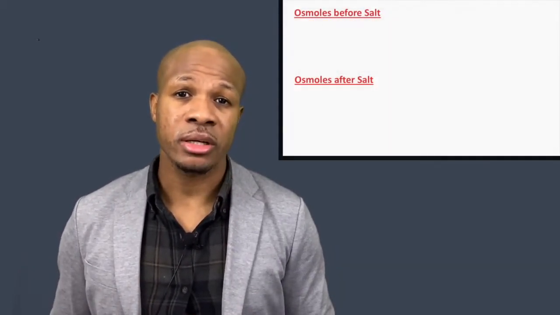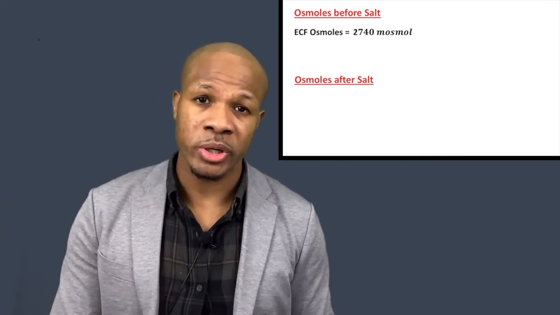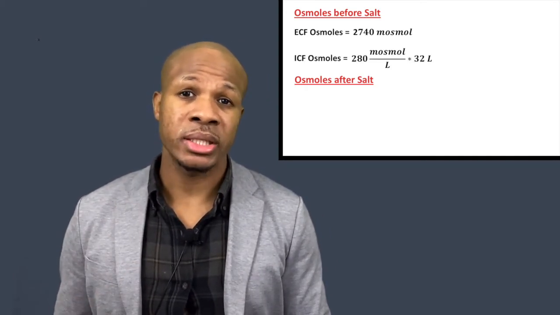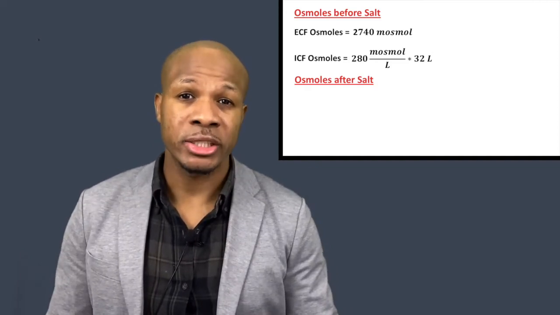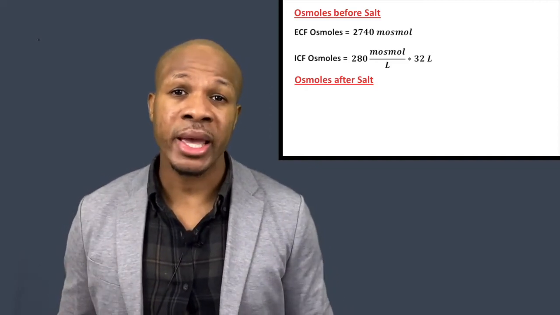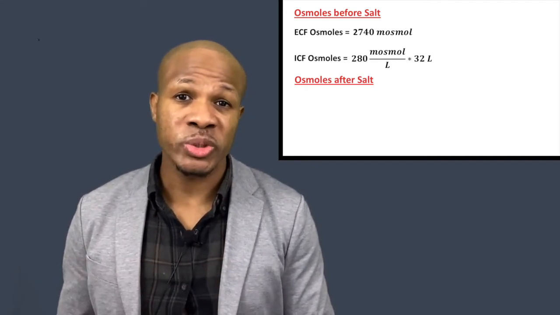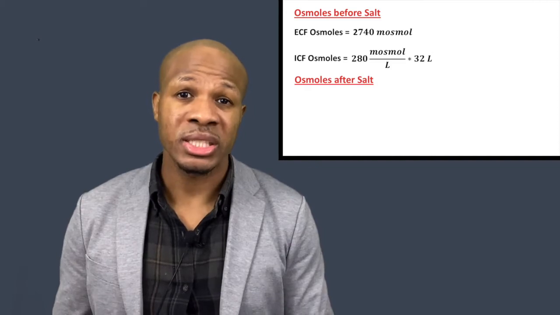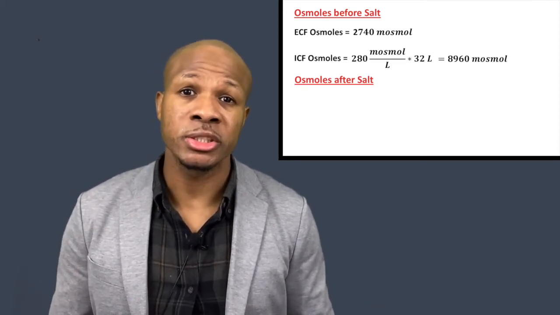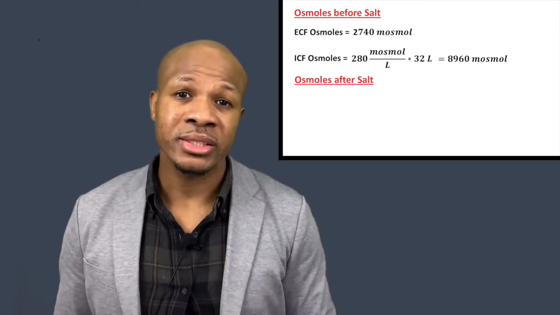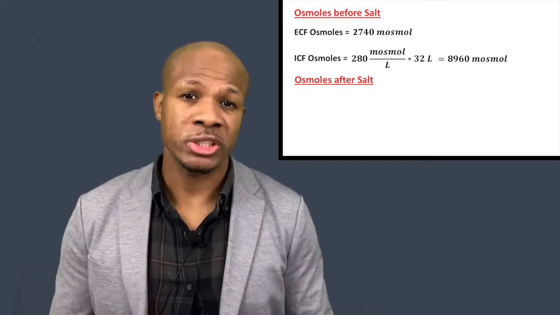Before she eats all the salt, the amount of particles that she has in the ECF was 2,740 milliosmoles. The amount of particles that she has in the intracellular fluid never changed from the beginning because no particles ever left the intracellular fluid. The cells always remain intact. So the initial amount of particles we had in the intracellular fluid was 280, which was the initial osmolarity of the body. And the initial volume of the intracellular fluid was 32 liters. So 280 times 32 is 8,960 milliosmoles. So these are the amount of particles that she has before she consumes the salt.